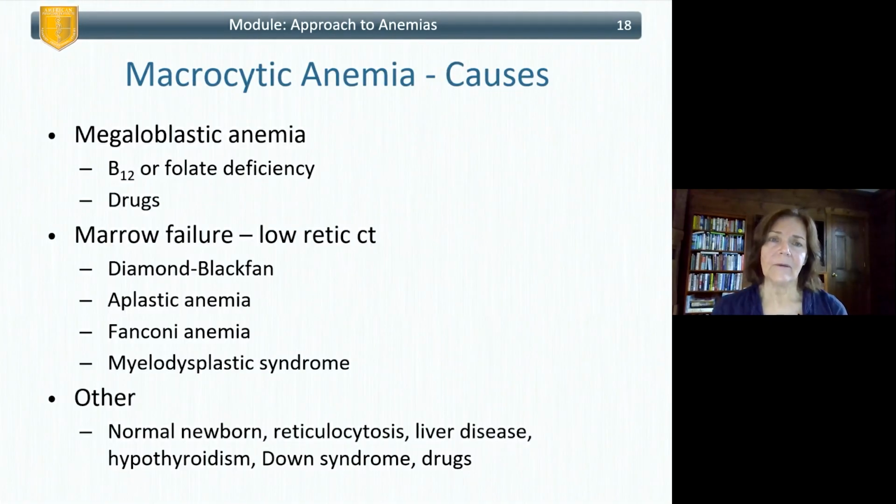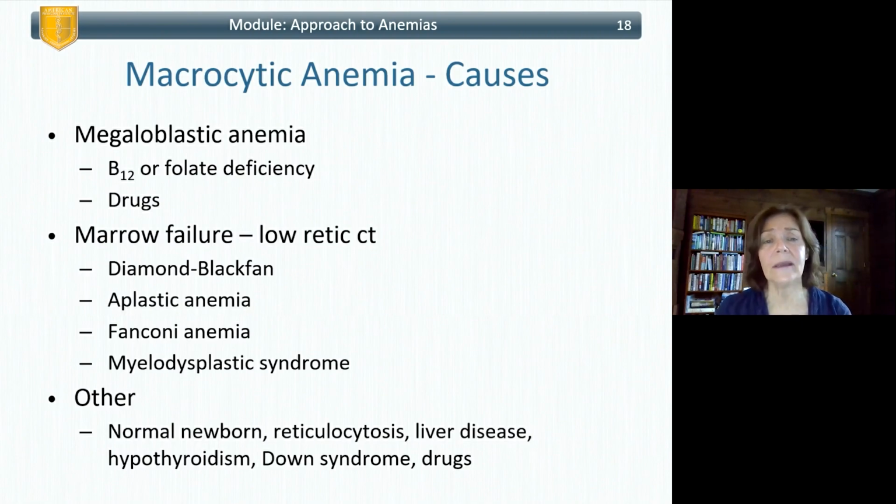Macrocytic anemia. There are many different causes, the most common being megaloblastic due to either B12 or folate deficiency, or due to drugs that interfere with folate metabolism. Marrow failure is often seen with a low reticulocyte count. These conditions are more rare and should certainly be suspected if there are other blood counts that are low or there are other congenital anomalies. We will discuss later Diamond-Blackfan, aplastic anemias, as well as Fanconi anemia.